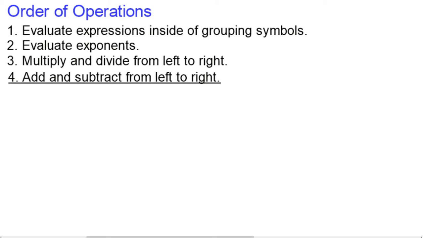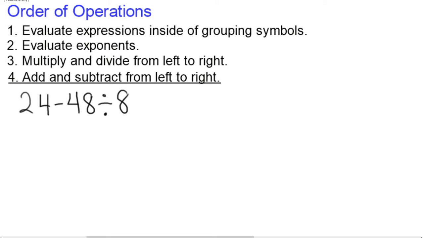The first thing we have to always do is evaluate expressions inside of grouping symbols. Those grouping symbols will be parentheses and brackets, for instance. Secondly, we evaluate the exponents, the powers. Thirdly, we multiply and divide from left to right. And the last thing we always do is add and subtract from left to right. So remember, first parentheses, last addition and subtraction.